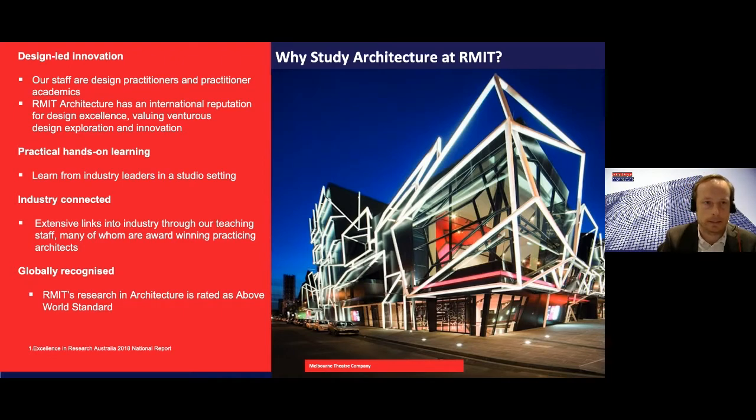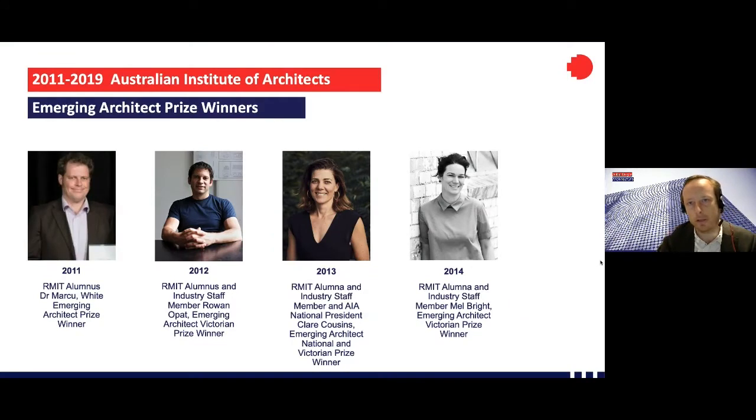Next slide, please. So some examples of what that means in terms of graduate outcomes or where you might end up. I believe 8 or 9 of the Victorian Emerging Architecture award-winning Emerging Architect Awards have gone to alumni of RMIT Architecture, and you can see some of them here. Next slide, please.